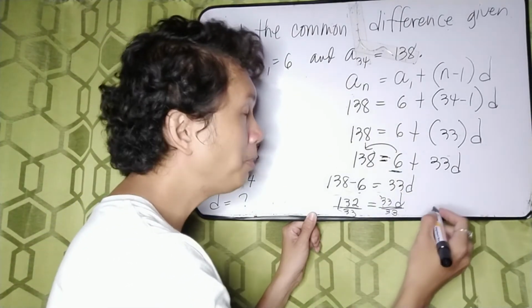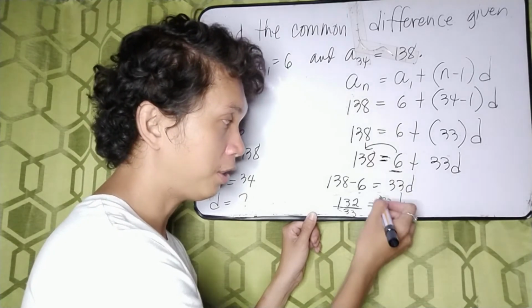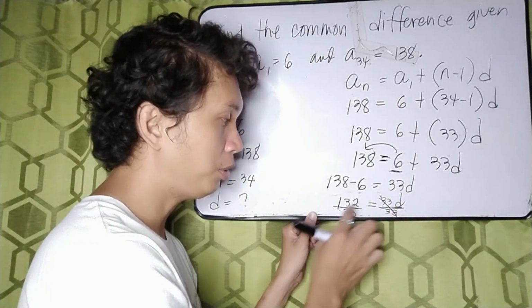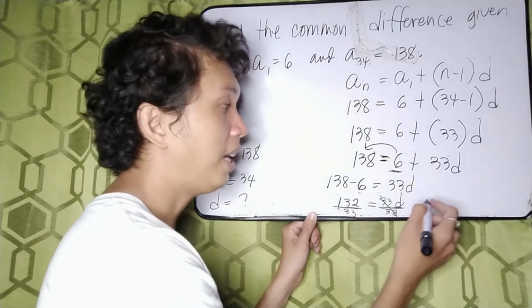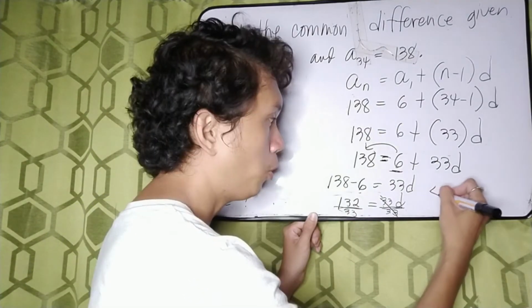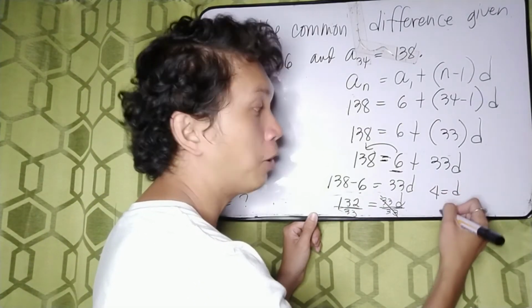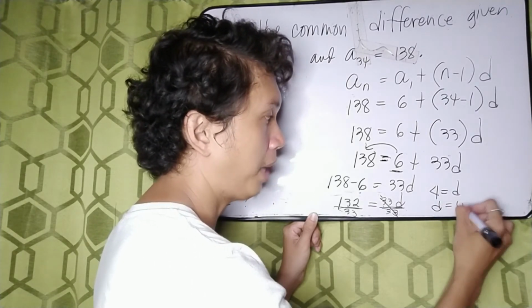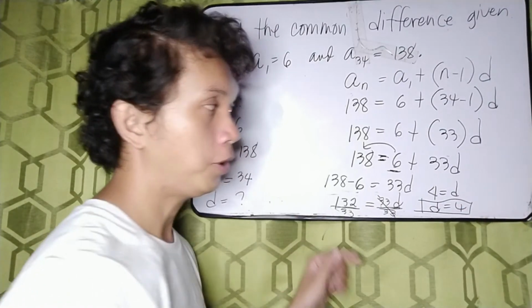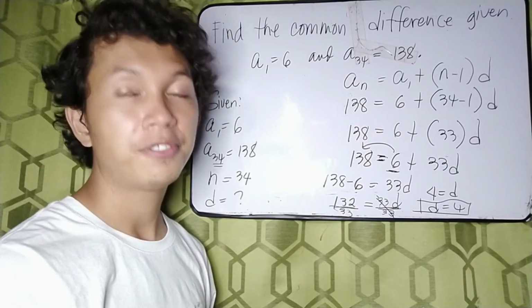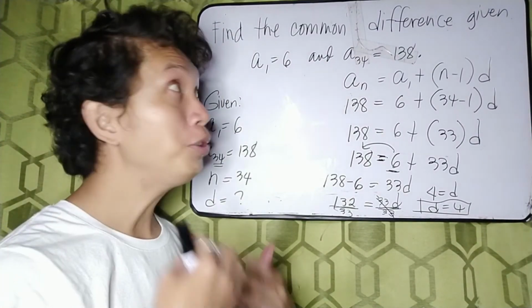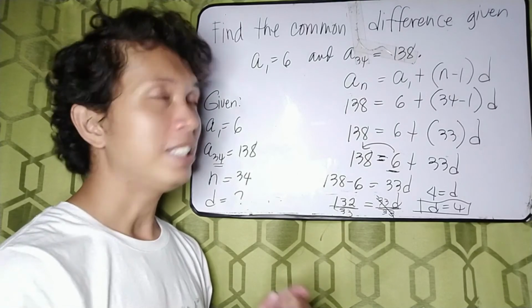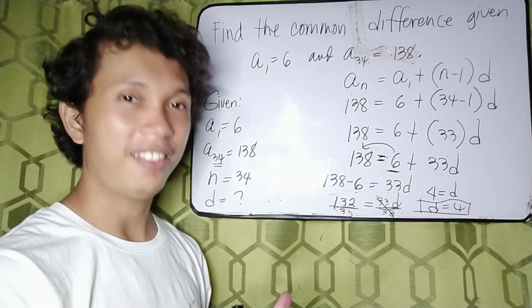So the answer will be, 33 divided by 33, that's 1. So 132 divided by 33, that is equal to 4. Is equal to d, or simply you can rewrite it, d is equal to 4. So our common difference is 4. So that's how you solve for the common difference given the first and the last term.